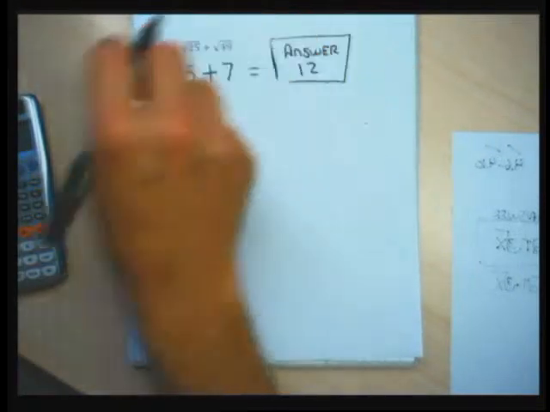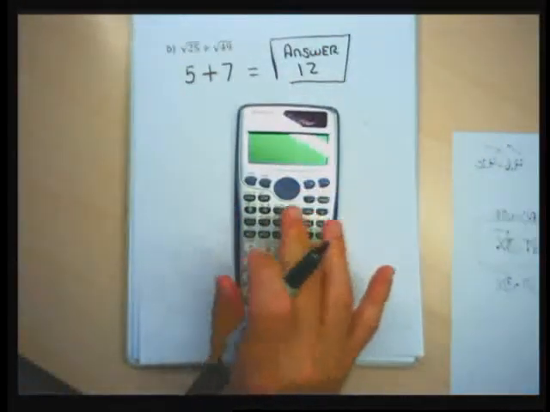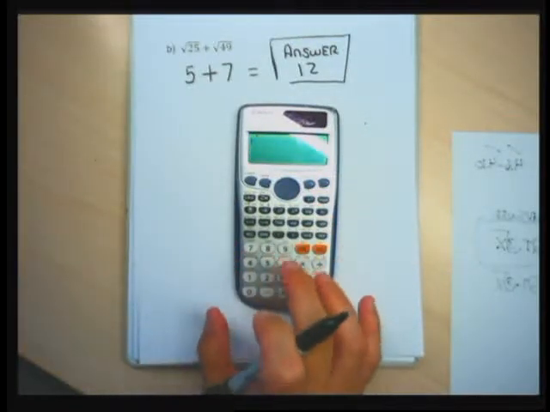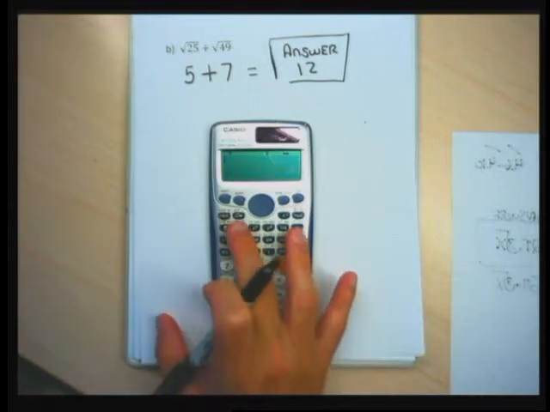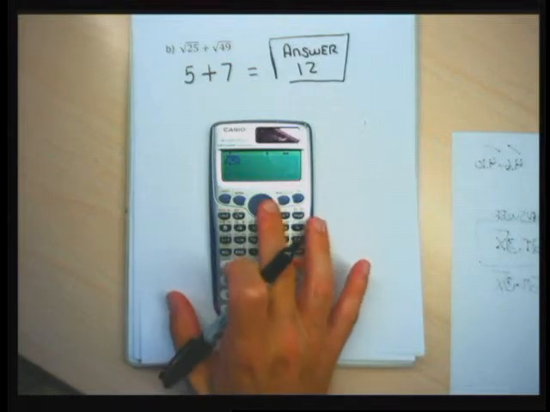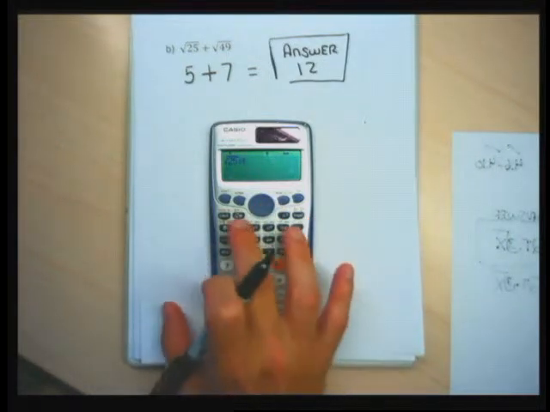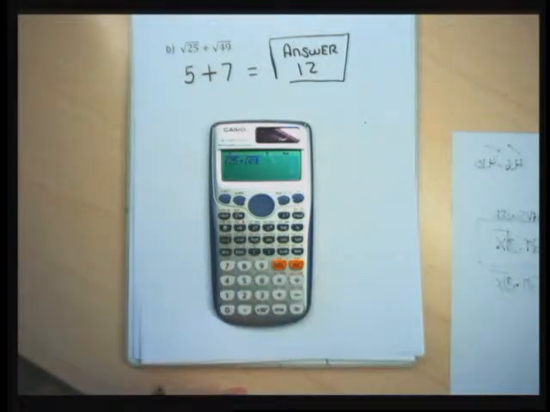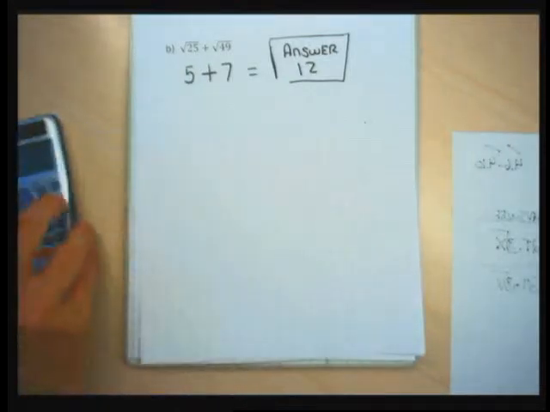And again, this is a nice-ish problem because it only has square roots. It doesn't have letters, which means I can check the answer on my calculator real quickly to make sure I haven't messed up. So I'm going to go to the square root of 25 plus the square root of 49 on my calculator. If I see anything other than 12 when I hit equals, then I'm going to look for an error. But I see 12, so I feel good about my work.